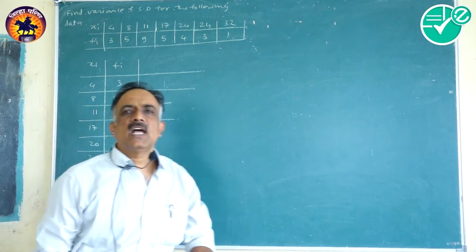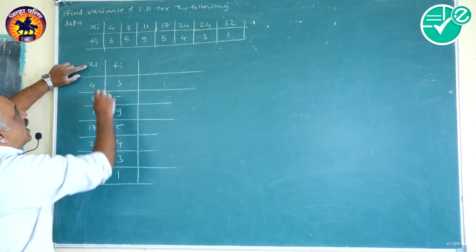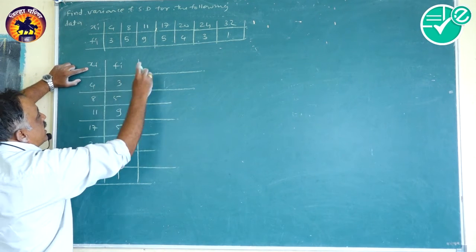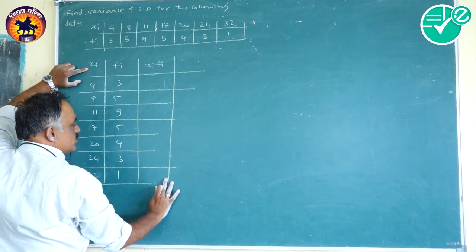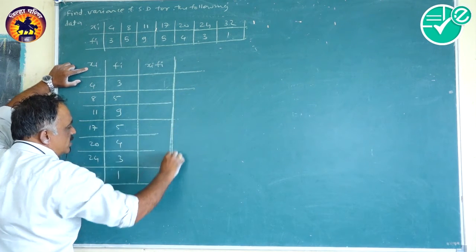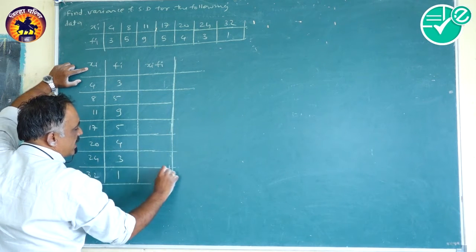To get variance as well as standard deviation, we will have to find very first the mean. And to get mean, I will have to take the products of xi and fi. xi into fi. Actually, finding the mean is a very easy thing for you. You add up all the given data and divide it by the number of observations.